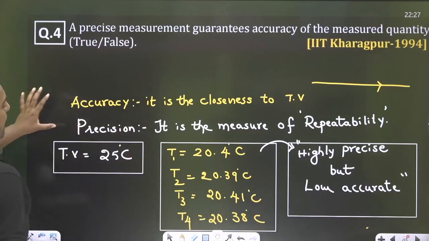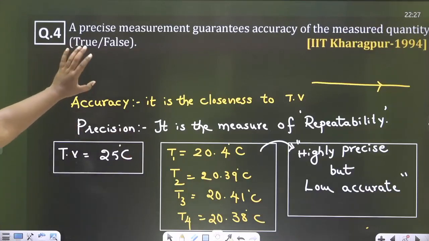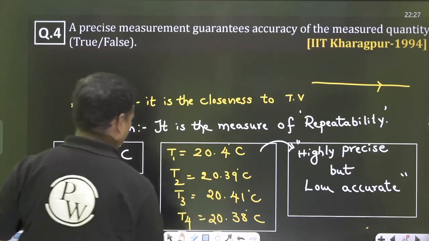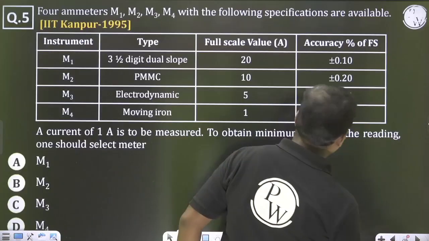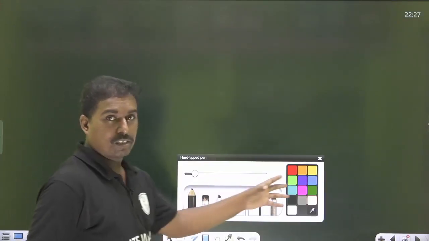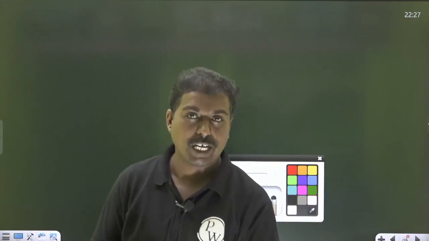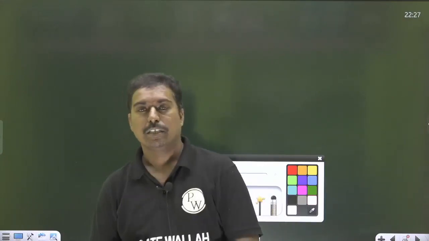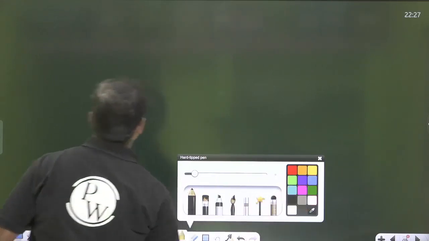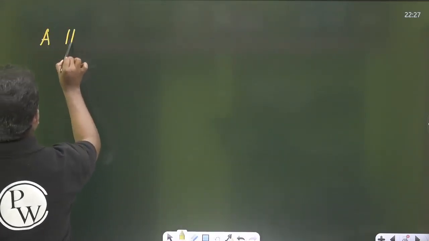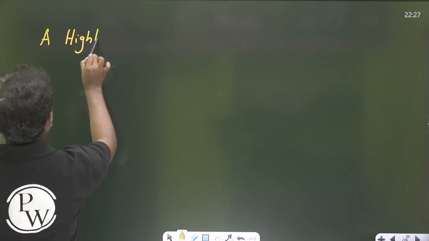Yeah. A precise measurement guarantees accuracy of the measured quantity. It's false. Yes or not? You understand? So I will write a statement here. Okay, let me write a statement. See, all these notes will be available to you. Whatever I am teaching, that PDF is also shared by the respective team of GATE Wallah. So don't worry about that. Just focus.